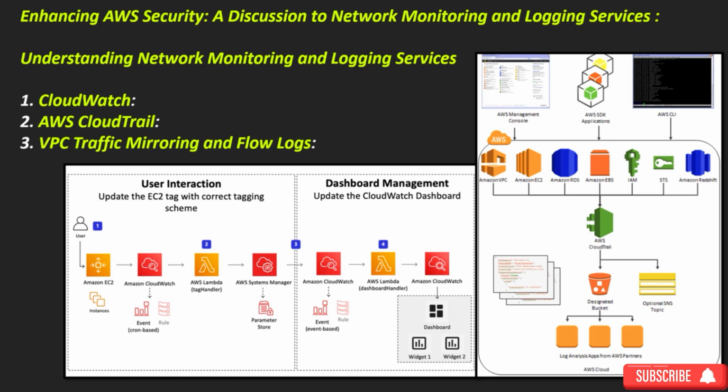The third will be VPC traffic mirroring and flow logs. We can say, illuminating network activity. Traffic mirroring allows for the capture and inspection of network activity, that is the traffic in your virtual private cloud, that is a VPC, paired with the VPC flow logs, which capture information about IP traffic going to and from network interfaces. These tools provide visibility into network activities, aiding in the identification of potential security threats.